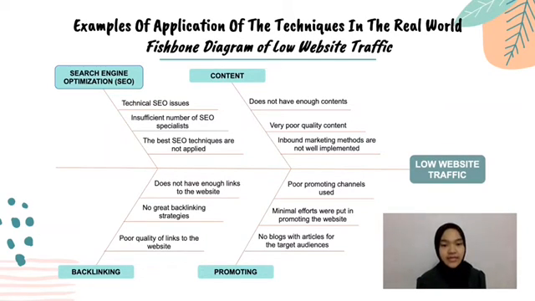No great backlinking strategies, such as influencer outreach. And lastly, under backlinking, the website does not have enough links, so it is very limited for the audiences to reach the website. And last but not least is the promoting category. Under the promoting category in the fishbone diagram, the probable causes are no blogs with articles for the target audiences or customers, which makes the website less known by the target audiences.